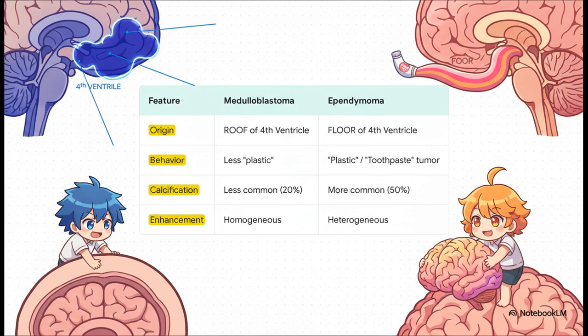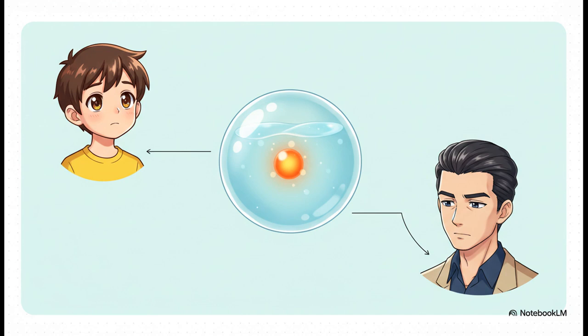And ependymomas are famously plastic, meaning they literally squeeze out of the ventricle openings like toothpaste from a tube. Once you see it, you'll never forget it. You know, sometimes the biggest clue is also the simplest one.